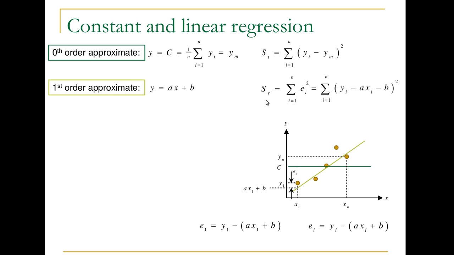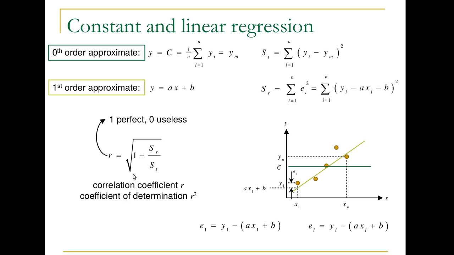Now here we have the sum of the residual squares, and that's the cost function that we want to minimize. And this is the sum of the total squares. This is called S sub t. But S sub r is what we want to minimize in order to deem a fit to be the best fit.